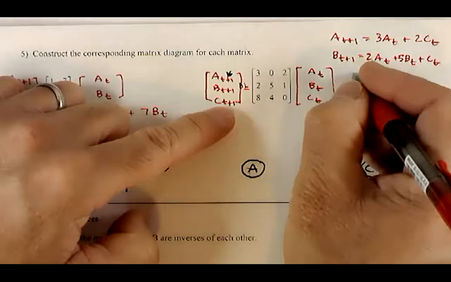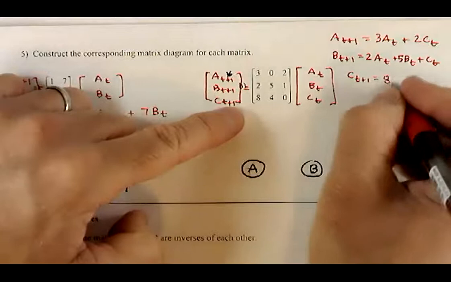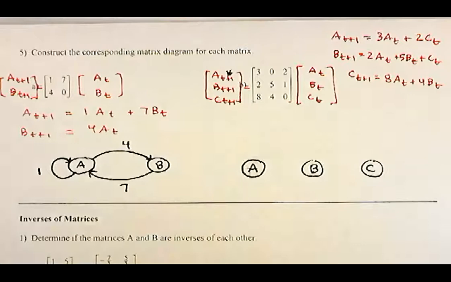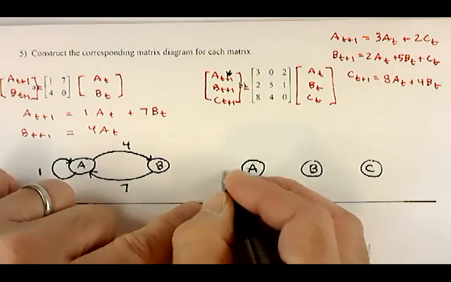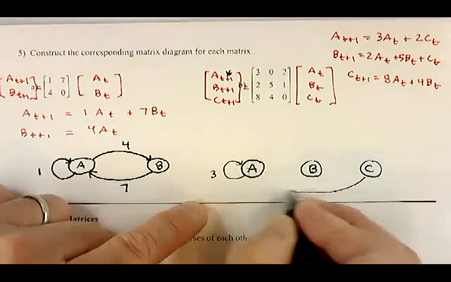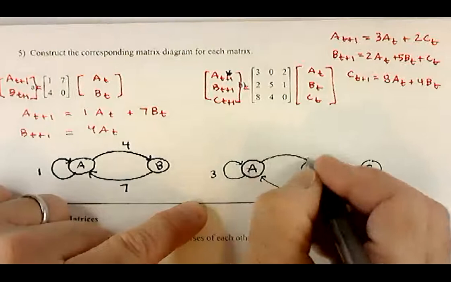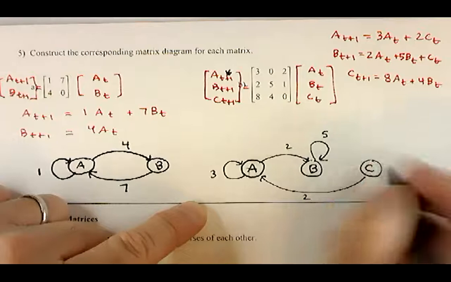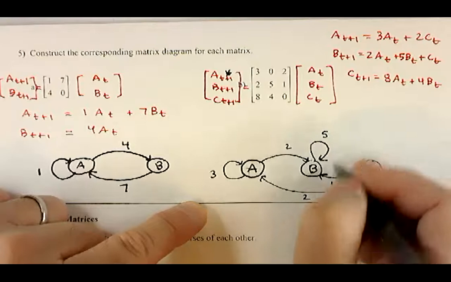And then let me see if I can squeeze this in here. C sub t plus 1 is equal to 8 A sub t plus 4 B sub t, and then nothing from C itself. Because once you get to here, this should be really easy. How is A changing? It's contributing 3 to itself. So this would be a 3, and it's getting 2 from C. B is getting 2 from A, 5 from itself. So we'll fit in a little arrow like this, and 1 from C. And then C is getting 8 from A.